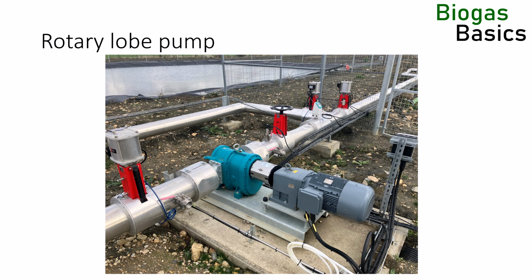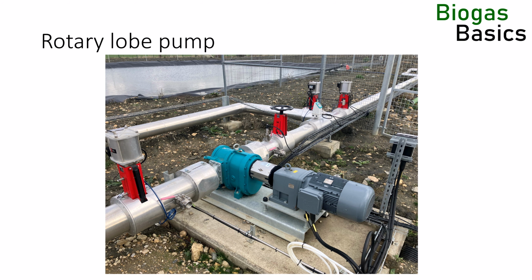Rotary lobe pumps cannot handle fibers very well and wear quickly if they pump fibrous digestate. Their preferred application is lower viscosity and higher flow rates digestates compared to progressive cavity pumps. They are best used for pumping liquid feedstocks and separated digestate.